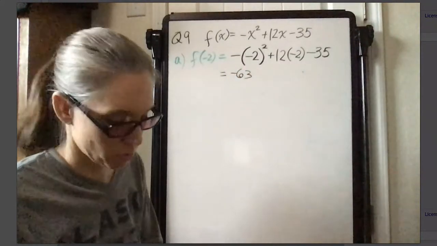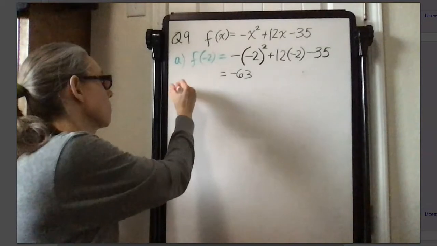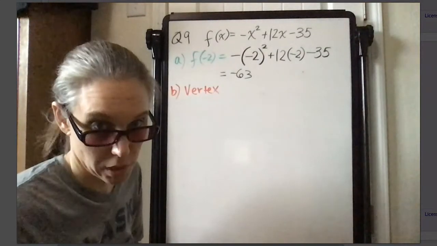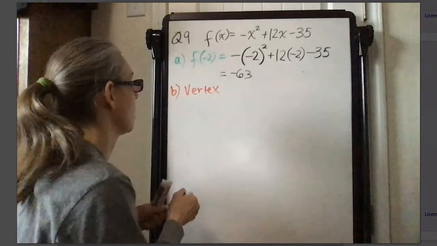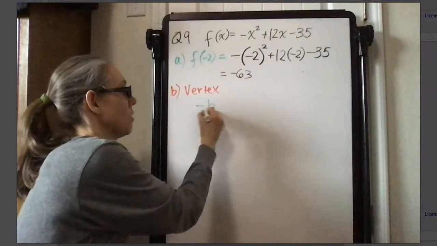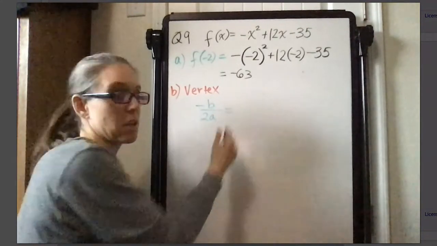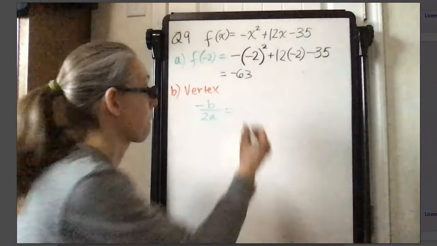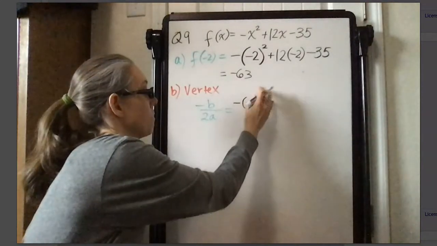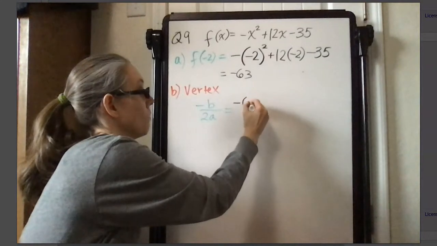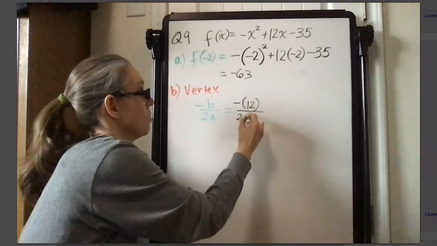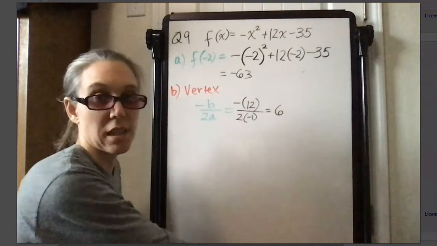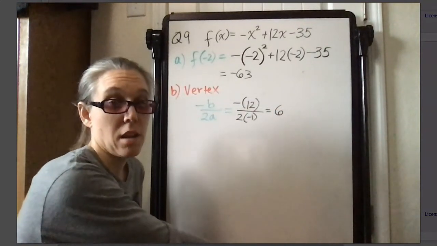For part B, we're trying to find the vertex. So to get the vertex, remember, you use the vertex formula. So show using the formula. Formula is negative b over 2a, and that will give you the x-coordinate of the vertex. So negative b over 2a. And that gives you a positive 6. So that's the x-coordinate of the vertex.